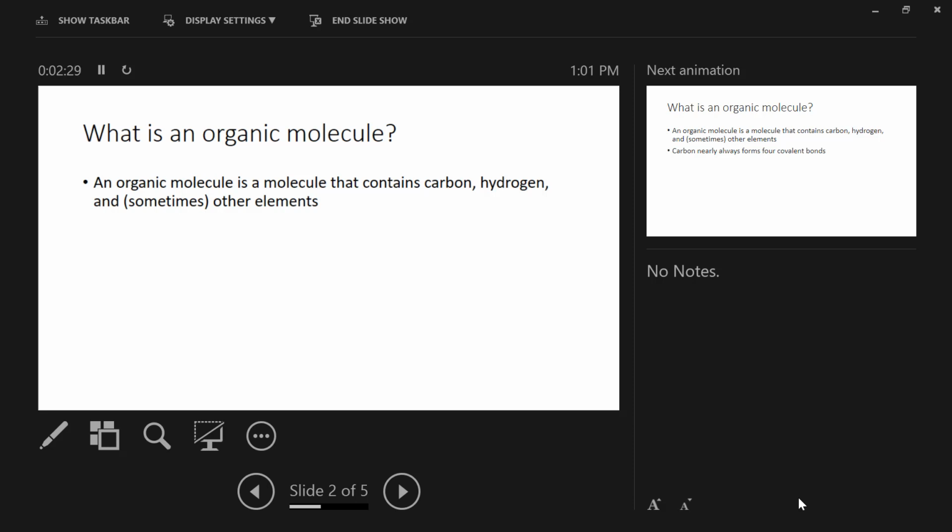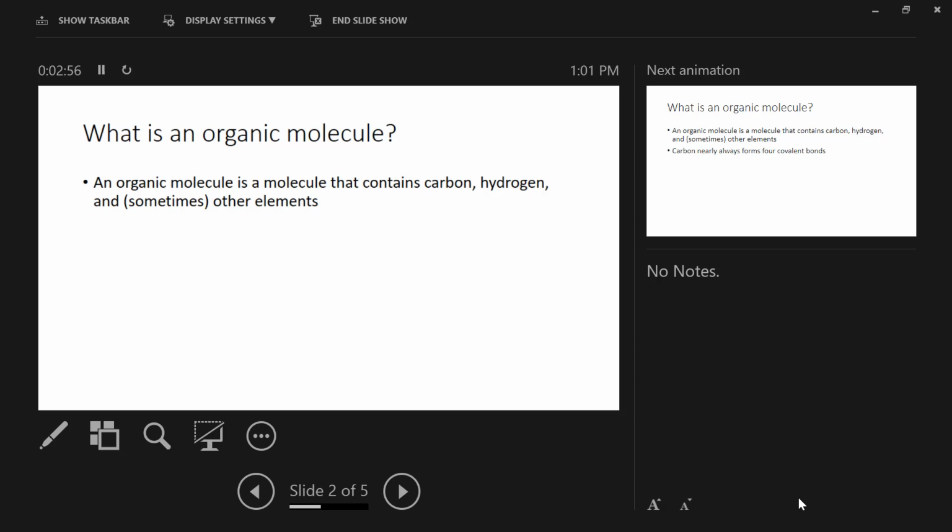So we have this first one, CH4. Is this an organic molecule? Yes, it is, because it contains carbon and hydrogen. In this case, no other elements. What about this one? This happens to be the chemical formula for glucose, one of our most common sugars. Is this an organic molecule? Yes, it is. It contains carbon, hydrogen, and one additional element. That additional element is oxygen.